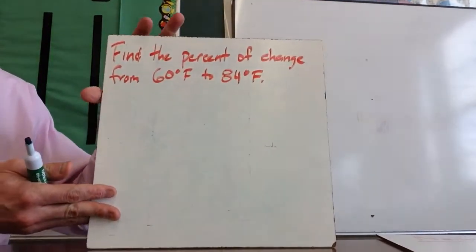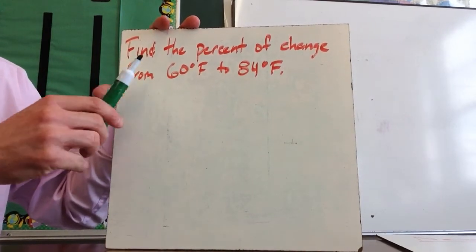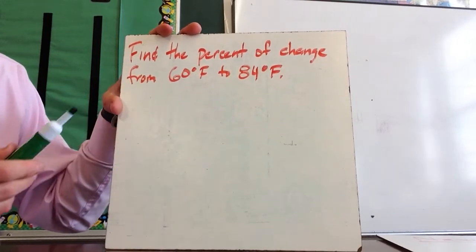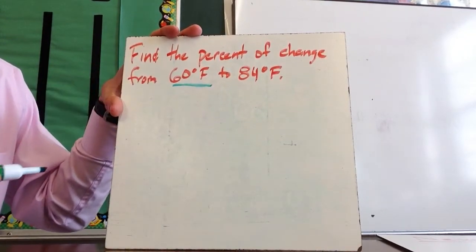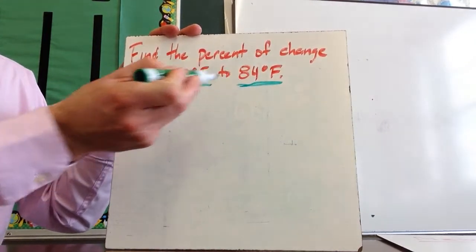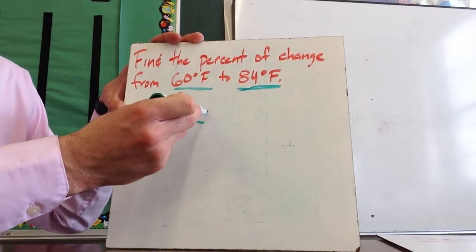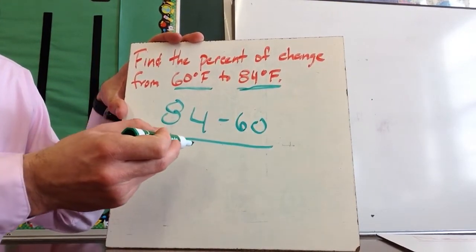A lot of times the difficult part in a problem is identifying what is new and what is original. So you're finding the percent of change from 60 degrees Fahrenheit to 84 degrees Fahrenheit. So we started here, so this would be my original, and this now is the new temperature. So it's new minus original over original.